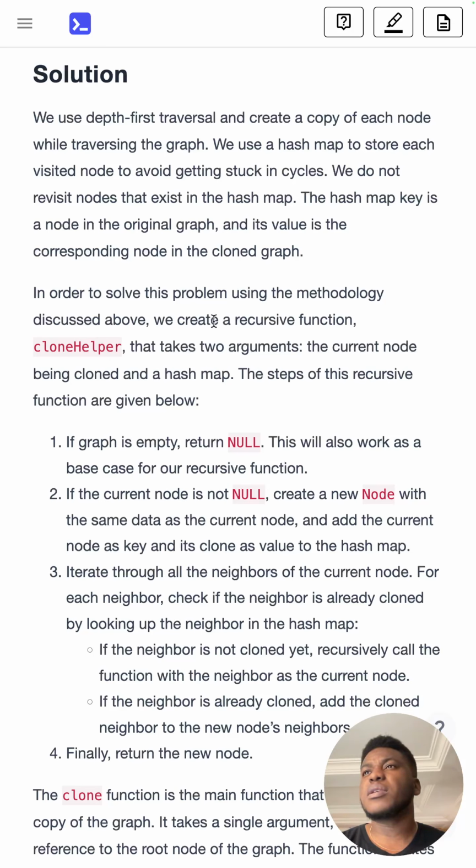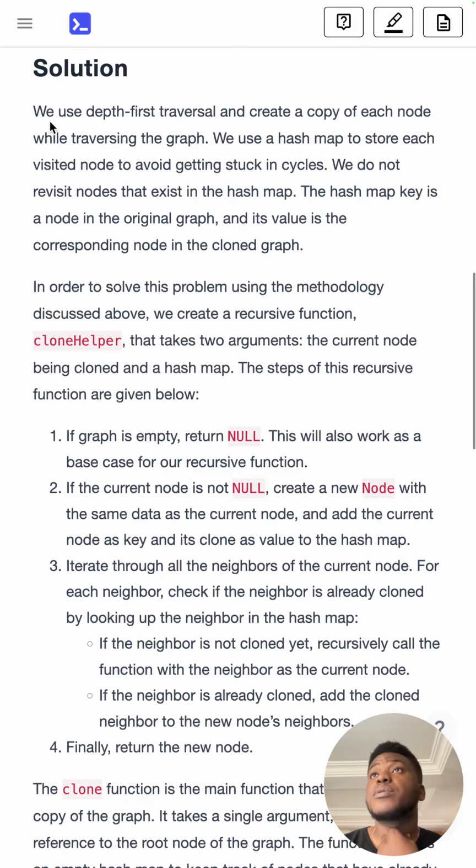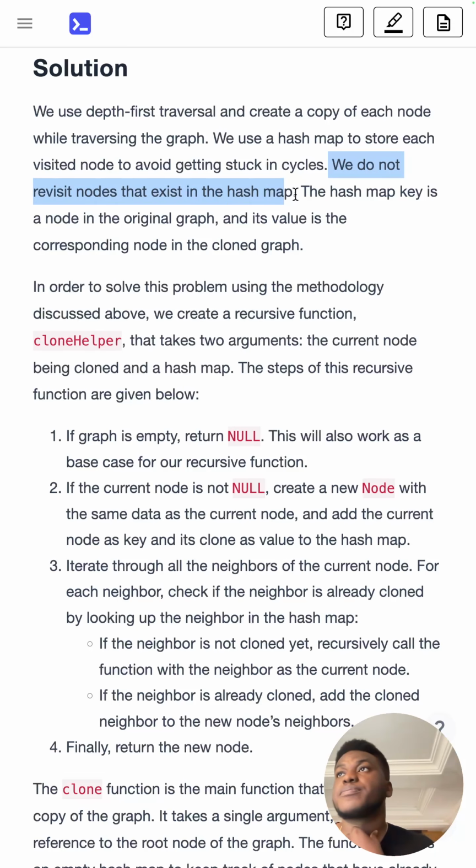Since in this case, it's not too bad, and compared to maybe some of the other dynamic programming problems we solved historically. And so, yeah, we're going to use depth-first search and create a copy of each node while traversing the graph. We're using a hash map to store each visited node to avoid getting stuck in cycles. Okay, and we do not revisit nodes that exist in the hash map.